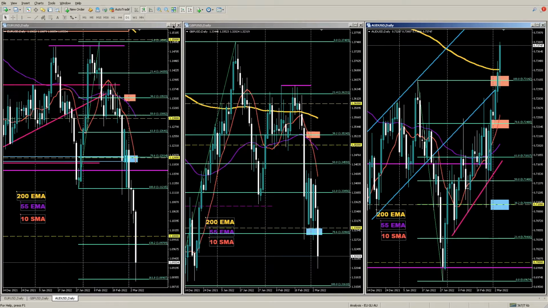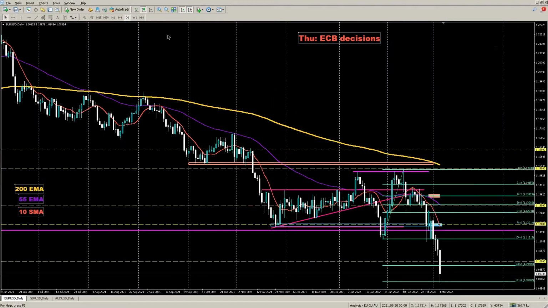Let's begin with the Euro. You can see on both these pairs here, the Euro and the cable has fallen lower, while the Aussie has climbed up higher. So let's take a look at the Euro here.